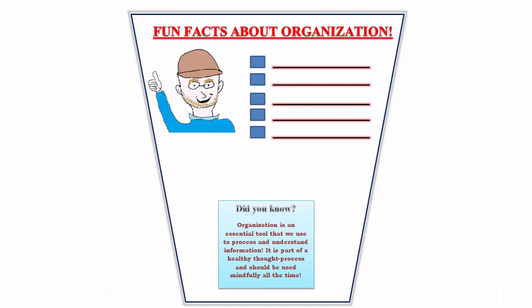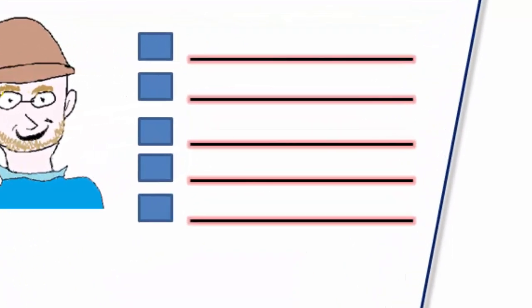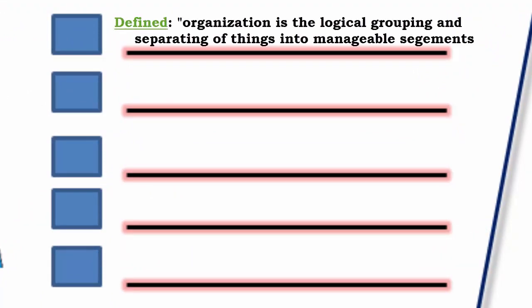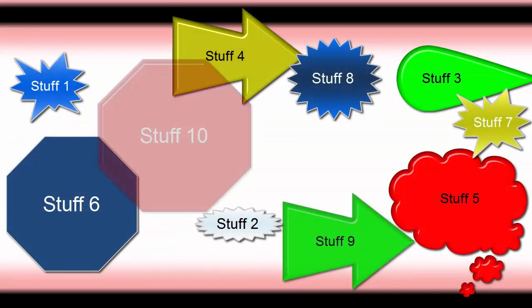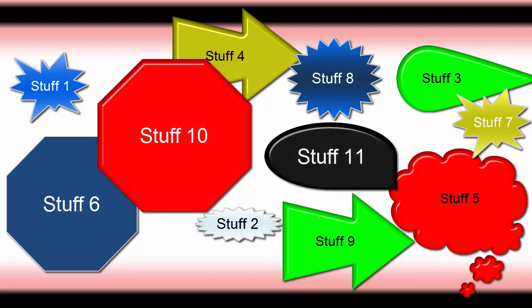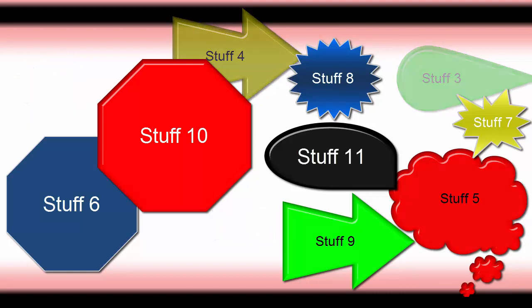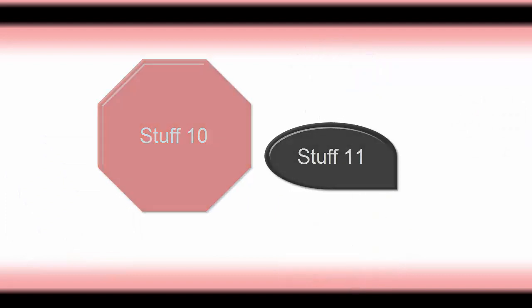Alright, organization. Well, at its core, whether you're organizing a pantry, a desk, or your paper, organization involves the logical grouping and separating of things into manageable segments. In effect, the need to organize presupposes that there's just a ton of different kinds of stuff, and that the quantity of that stuff and their slight or perhaps considerable difference from other stuff makes it hard to understand. There's just too much stuff, too many different kinds of things, and it's hard to sort through all that.